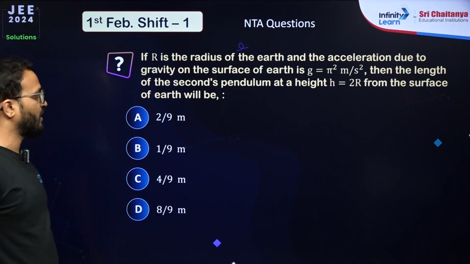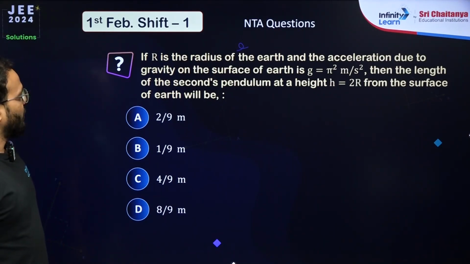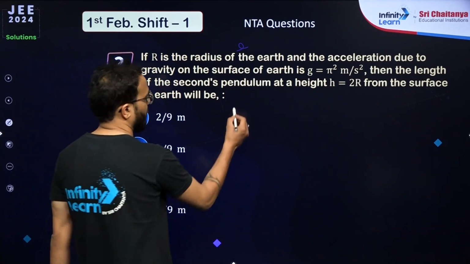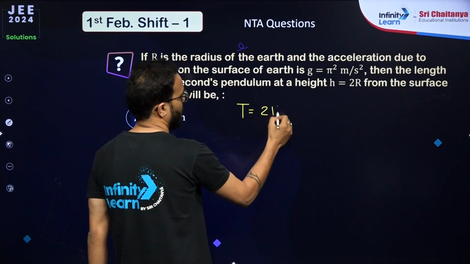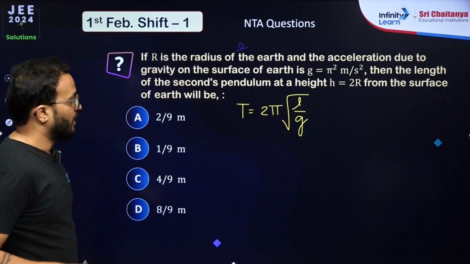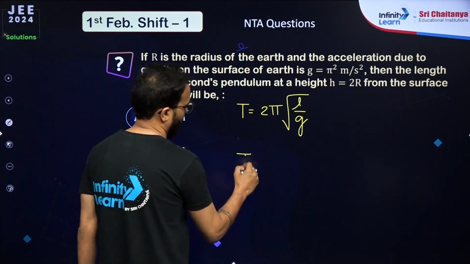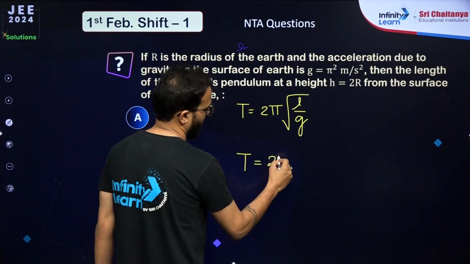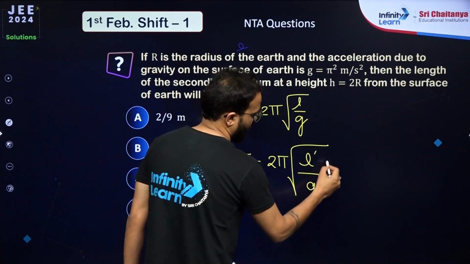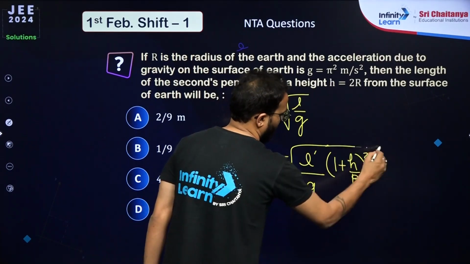If R is the radius of earth and the acceleration due to gravity on the surface of earth is g, that is pi square, then the length of the second pendulum at a height h equal to 2R from the surface of earth will be? So what is the second pendulum? Let's say the time period is 2 pi root over L by g, right? Now the timing we need to keep the same. So the length will be L dash and g will be g upon (1 plus h by R) whole square.